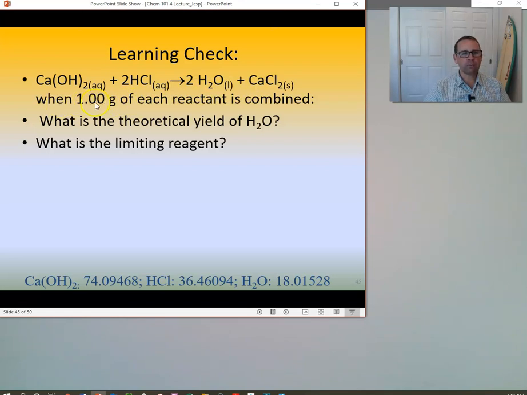So the question is, when I have 1 gram of each reactant, what is the theoretical yield of water? And what is the limiting reagent? All right. Now, they told us here that this is a limiting reagent problem when they asked, what is the limiting reagent? But they won't usually be so kind in their questions in the exam. They'll just provide information and then say, what is the answer here? And you have to be the one that recognizes, hey, this is a limiting reagent problem. Okay? So how can we tell whether it's a limiting reagent problem?